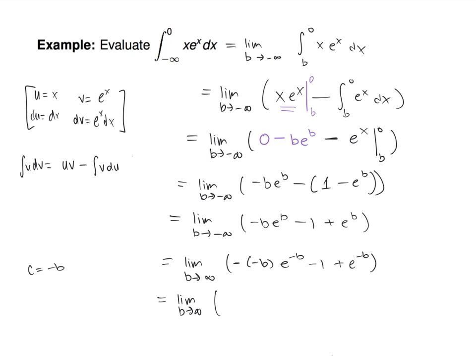Okay. So this becomes b over e to the b. I don't know why I just wrote x. Sorry, habit. b over e to the b minus 1 plus 1 over e to the b.